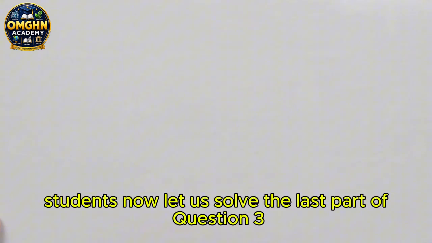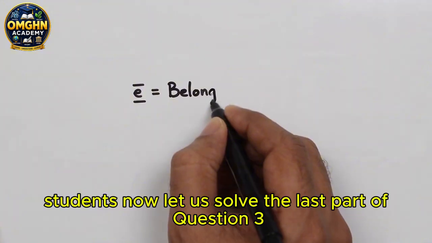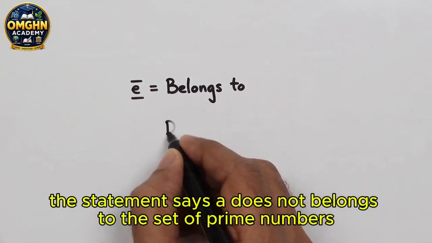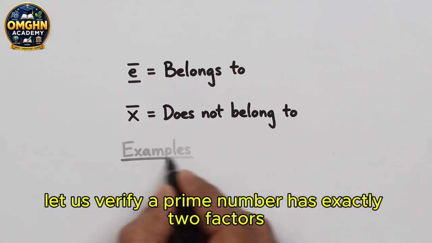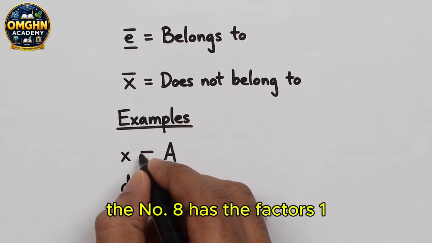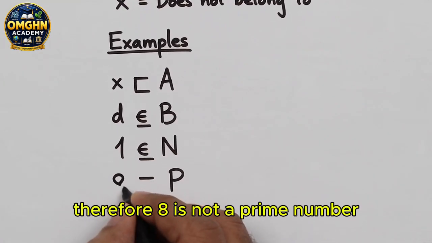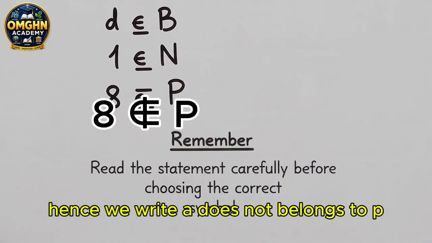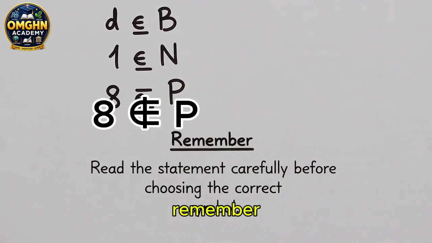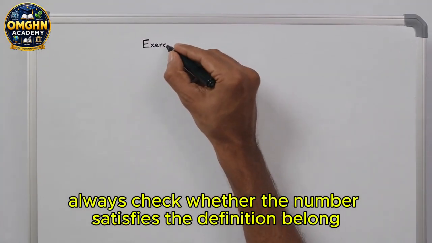Students, now let us solve the last part of question 3. The statement says 8 does not belong to the set of prime numbers. Let us verify. A prime number has exactly two factors. The number 8 has the factors 1, 2, 4 and 8. Therefore, 8 is not a prime number. Hence, we write 8 does not belong to P. Remember, always check whether the number satisfies the definition before writing.